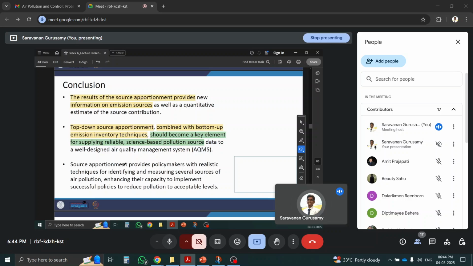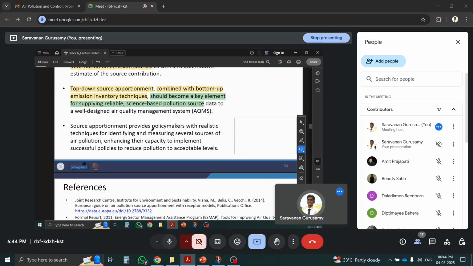So that's the conclusion. Source apportionment provides information on emission sources: which source is emitting which pollutant, and how much. All of that we can get from source apportionment results. The top-down approach combined with the bottom-up approach is useful to get reliable data. And why are we doing this? It will help policymakers with realistic techniques for identifying and measuring the several sources of air pollution.